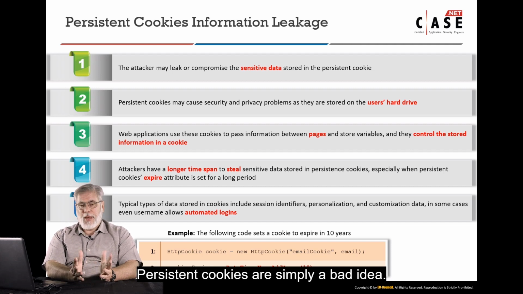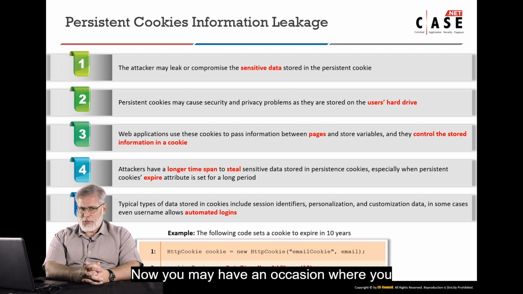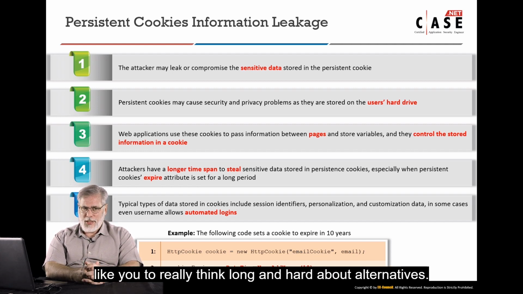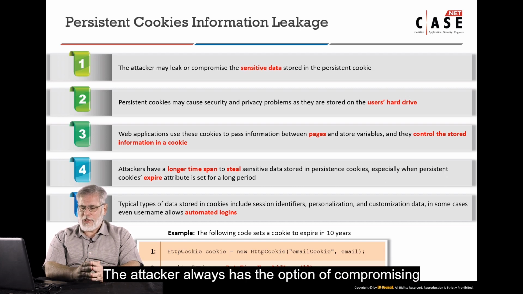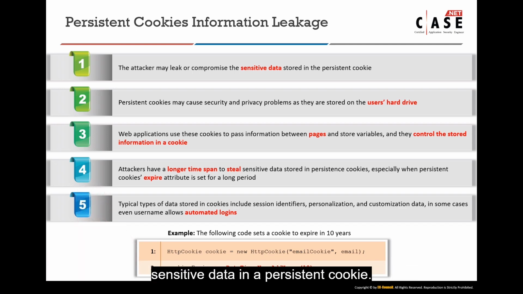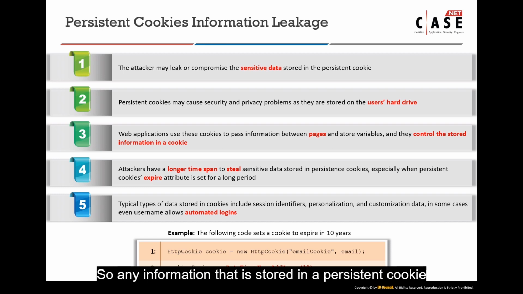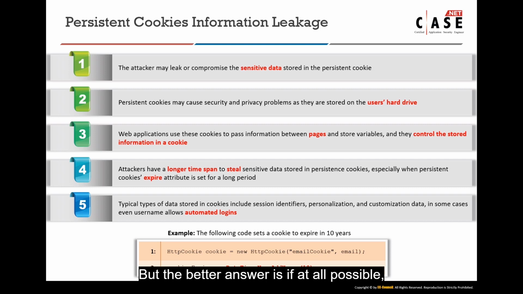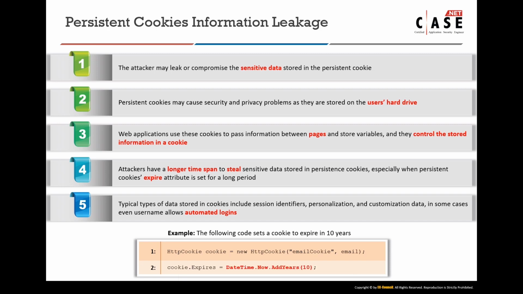Persistent cookies are simply a bad idea. Now, you may have an occasion where you have no choice but to do them, but I would like you to really think long and hard about alternatives. The attacker always has the option of compromising sensitive data in a persistent cookie. It's stored on their hard drive. There's a lot of ways to get at it. So any information that is stored in a persistent cookie must be stored securely. It must be encrypted. But the better answer is, if at all possible, do not use persistent cookies.